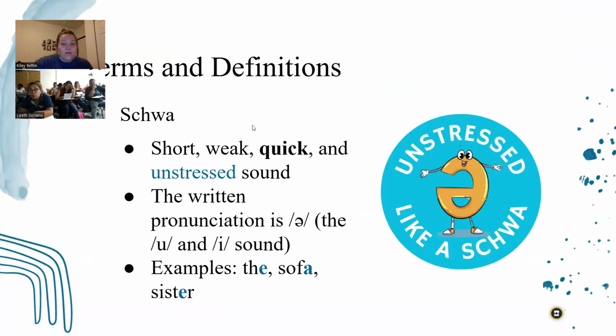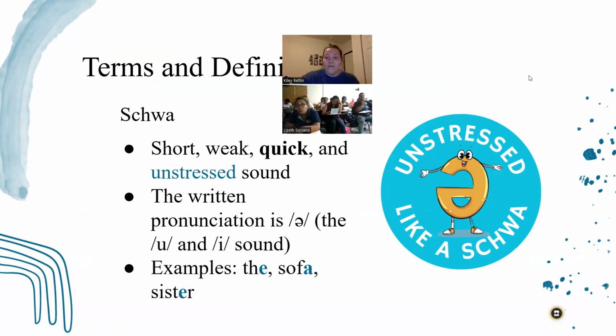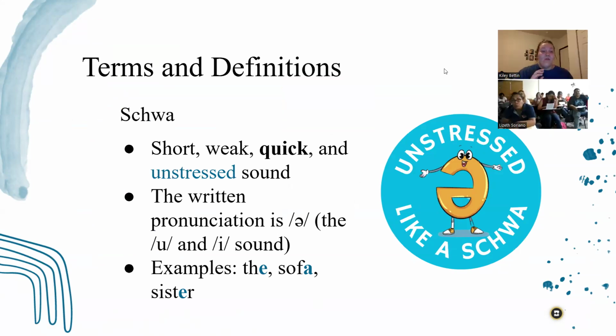So when it's going to come to terms and definitions, let me quickly move myself over. So this definition of schwa is a short, weak, quick, and unstressed sound. The reason why it's a schwa is that in English, we're kind of lazy with how we pronounce things. And anytime you're going to write that schwa, it's going to be an upside down E, and then it's going to sound like the uh and the I sound usually. And any vowel can make that schwa sound. Again, it's just because we skip over it because we're lazy with how we speak in English. And then a few more examples is going to be in the word the.